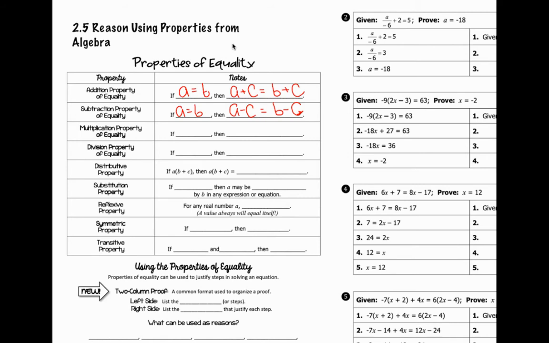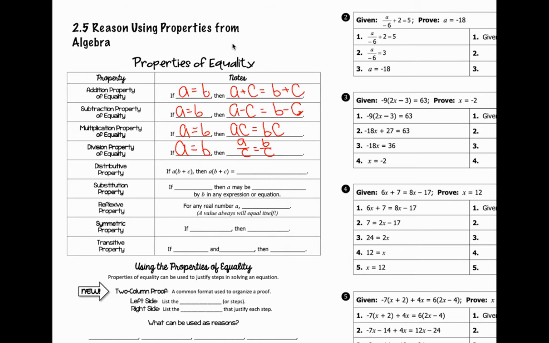Multiplication property, if A equals B, then AC is equal to BC. Exact same idea, two equivalent numbers. If I multiply by the same thing, they're equal. Division, you guessed it, is exactly the same. If A is equal to B, A over C is equal to B over C. If you divide two equal numbers by the same number, you get an equal expression.